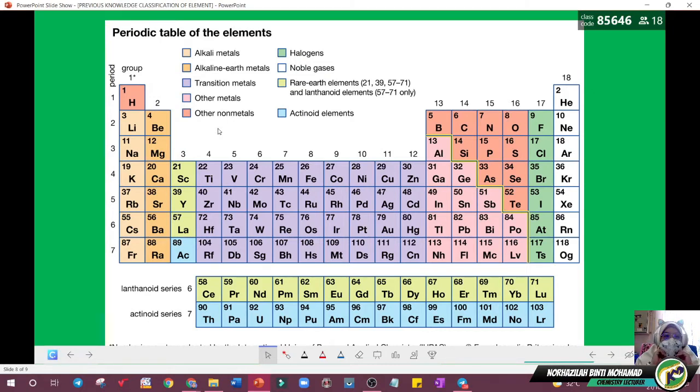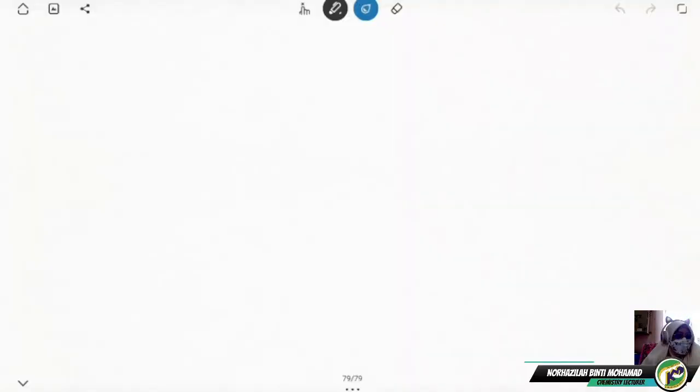SPDF. Okay, the elements that belong to the S block are group 1 and group 2 elements. So all group 1 and group 2 elements here belong to the S block. And then starting from group 13 until 18, all of the elements of group 13 to 18 belong to the P block. And then all elements in group 3 until 12, in the middle here, belong to the D block, and then the lanthanoid and actinoid series here all belong to the F block.